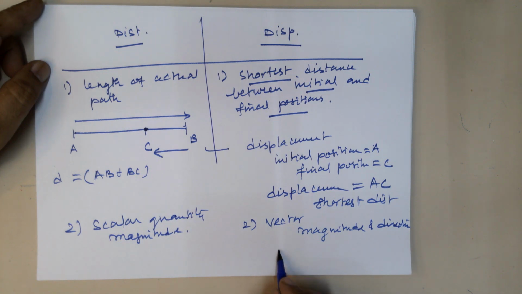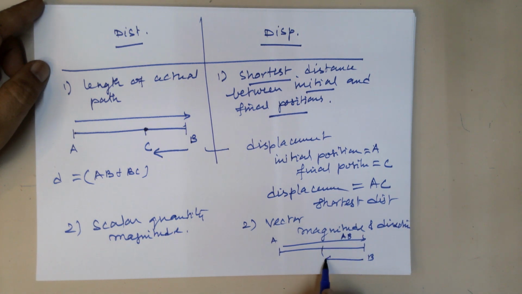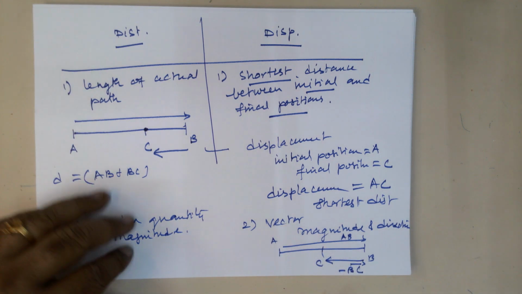And that is why, for example, I start from A, the car goes up to B. So you have to consider AB first, the AB vector, and it comes back to C. So it has reversed the direction. So BC means it is reversed. This is vector BC reversed. And that is why you have to consider only AC as the net displacement.